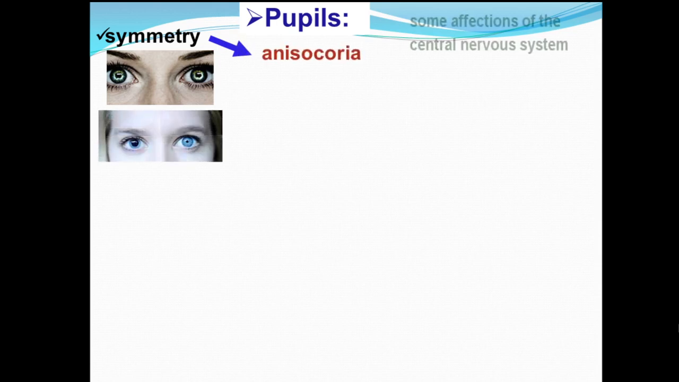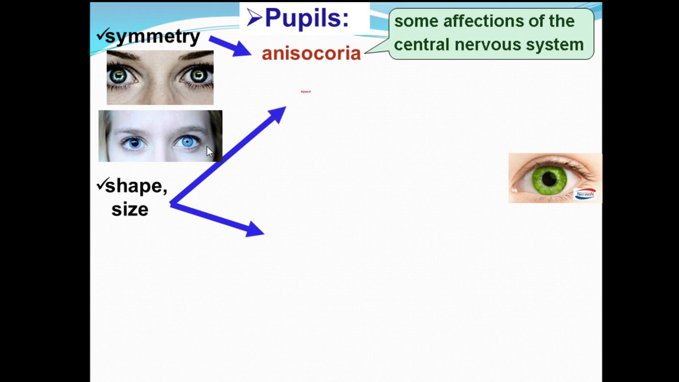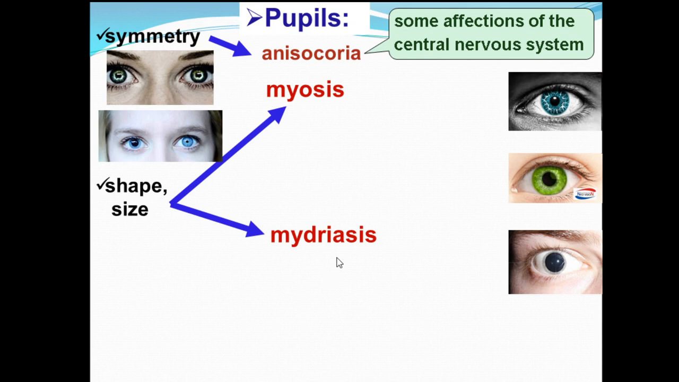Pupils, I said, are the glass of the central nervous system. Normally they must be symmetric. Asymmetry of the pupils is called anisocoria. You see one widened, the other narrowed. We pay attention to shape and size, and decrease, narrowing of the pupils is called miosis, the opposite widening, mydriasis.